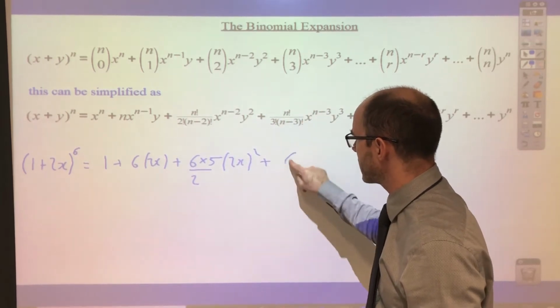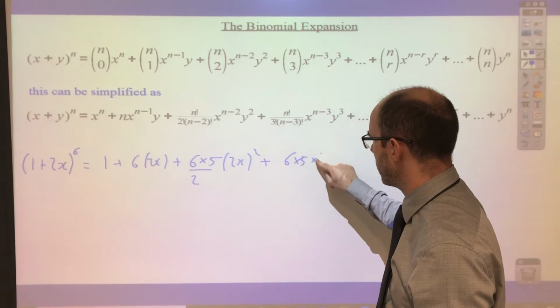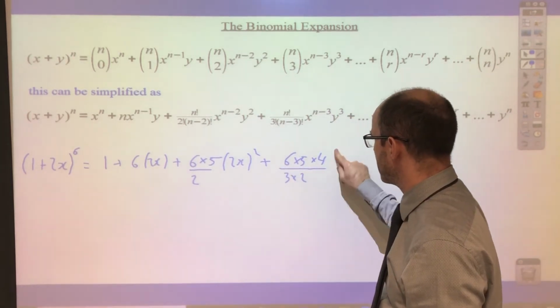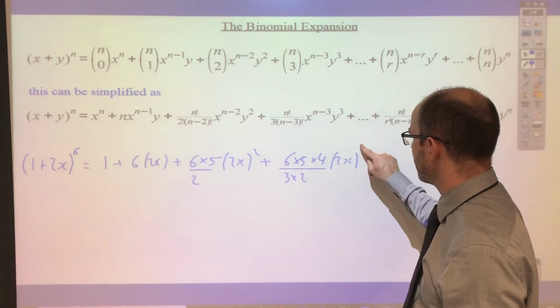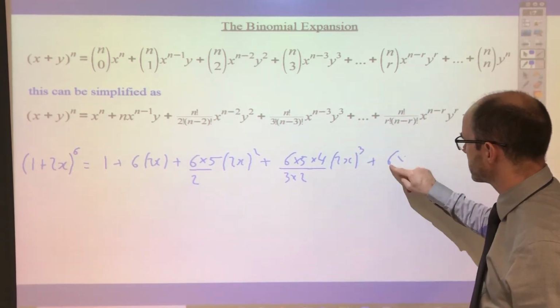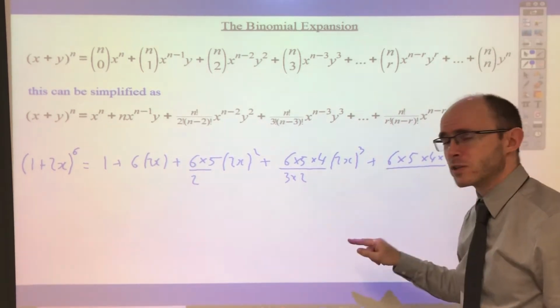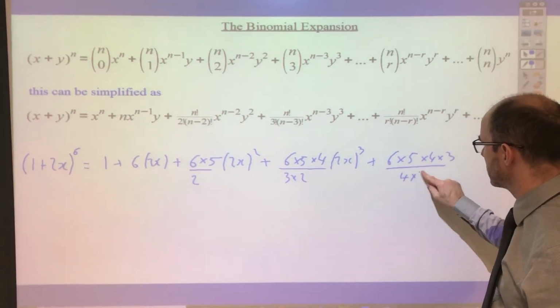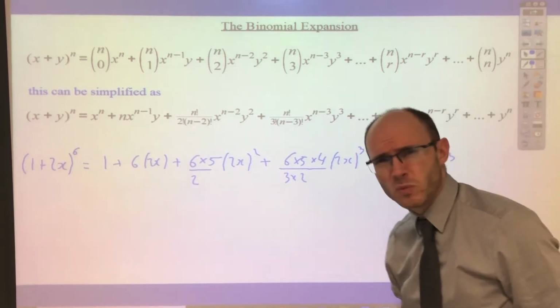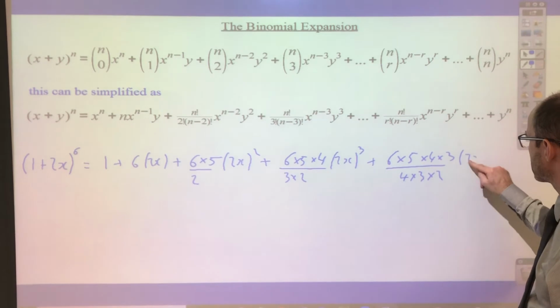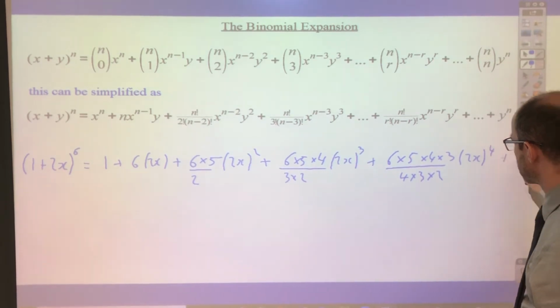Then the next term, 6 times 5 times 4 over 3 factorial, which is 3 times 2. Then 2x to the power of 3. Next term, 6 times 5 times 4 times 3 over 4 factorial, which is 4 times 3 times 2. Notice I don't bother with the times by 1 because that's an obvious thing. Okay? And then 2x to the power of 4 plus. I'm going to stop there.